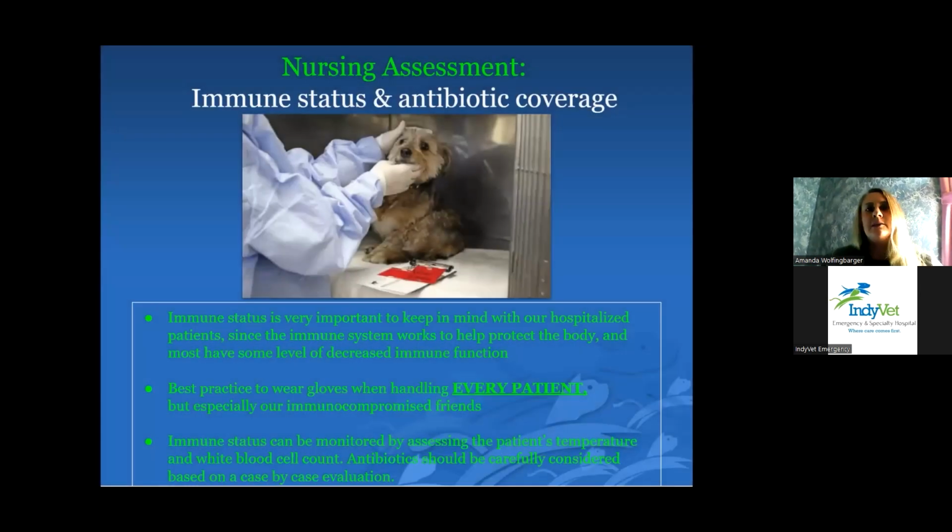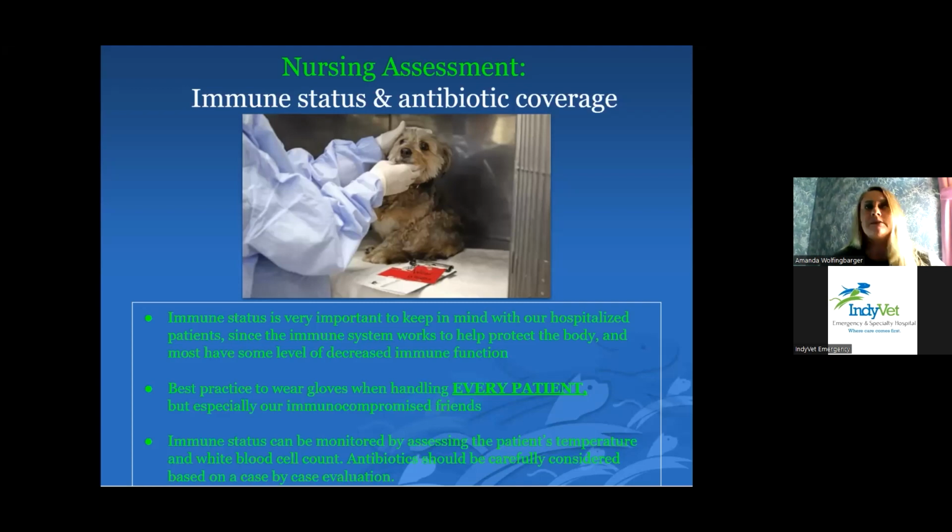For immune status and antibiotic coverage, it's super important to keep in mind with our hospitalized patients. The simplistic explanation for the immune system is that it helps protect the body. And no matter why a patient's being hospitalized, just the stress of hospitalization, being out of their normal environment, most animals that present to us will have some type of decreased immune function.